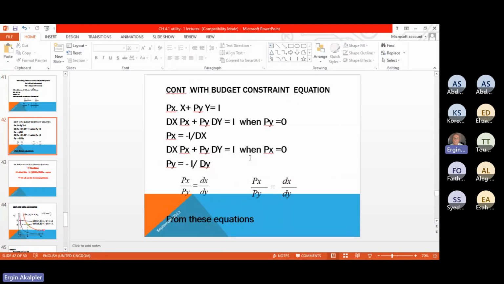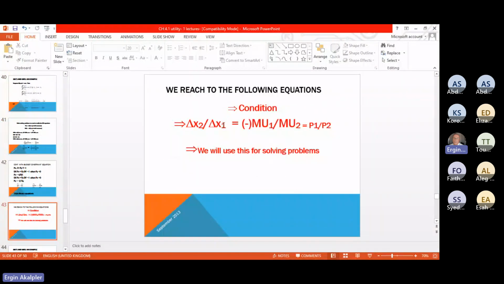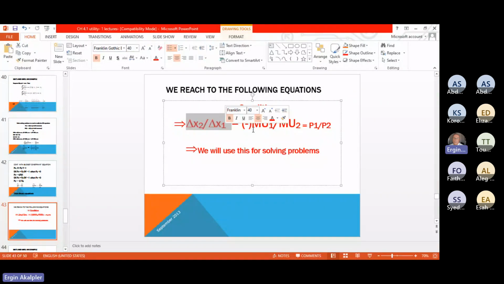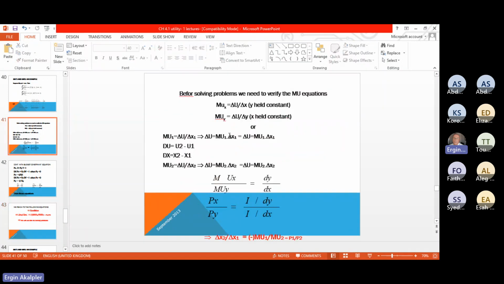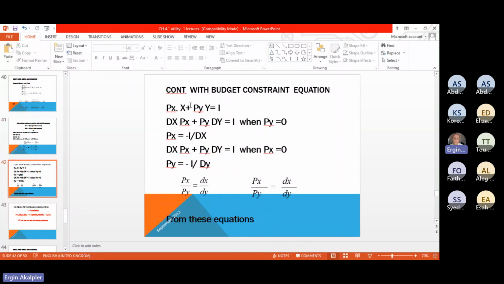Okay, here, then here, as I said to you, I am trying to reach this equation. This equation we are using for solving the problems. And for this equation, you have this and this from the budget constraints. And this we have from here. We have here this, and this you have here, Pxx plus Pyy.